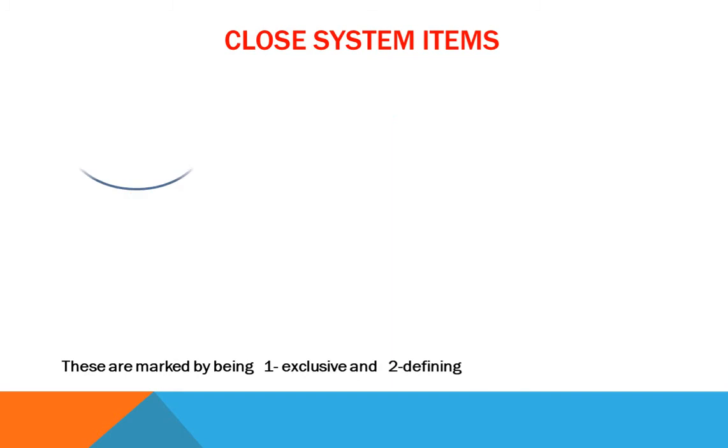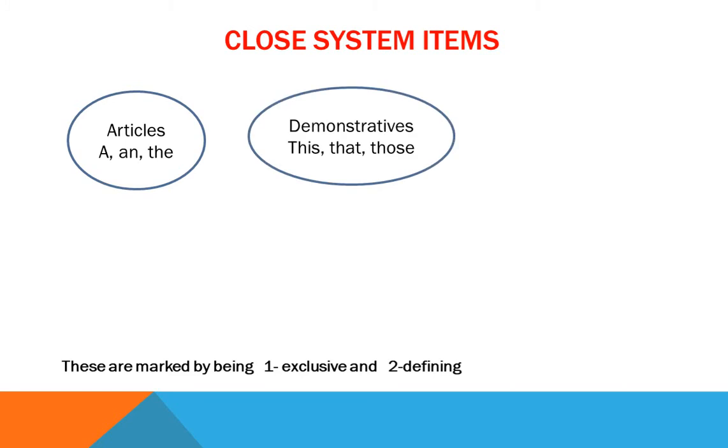The closed system items include articles, and these are used to identify nouns, plural or singular nouns, nouns that are definite or indefinite. And we have demonstratives, and these are used to refer to close nouns or distant nouns. And we have prepositions, and these are used within noun phrases or prepositional phrases. Sometimes they can be used with places like in, on, at. They can be used, for example, for time.